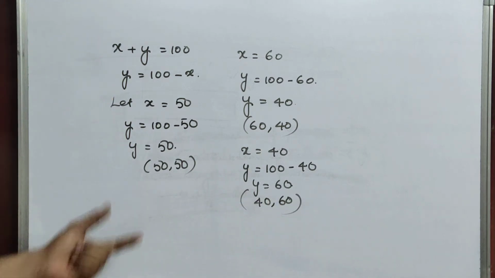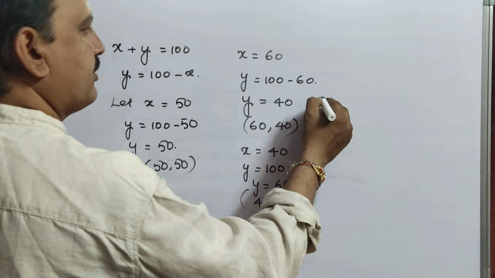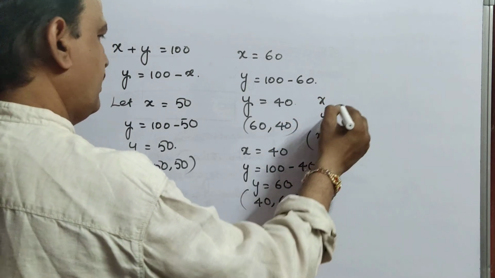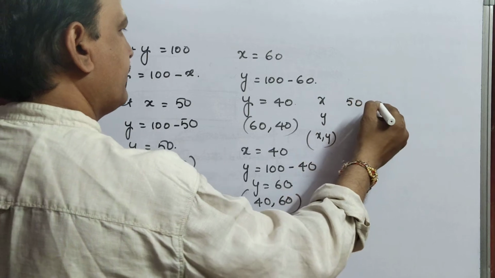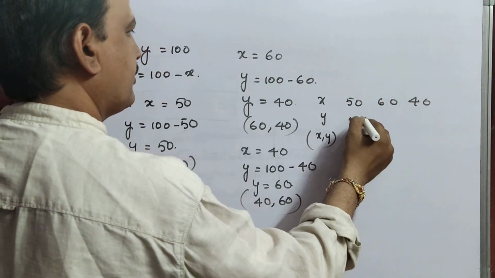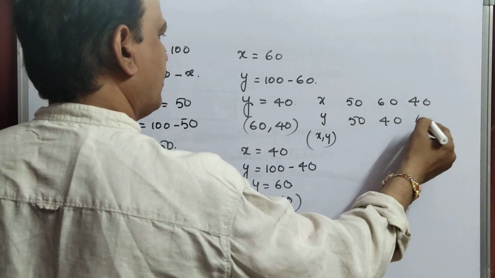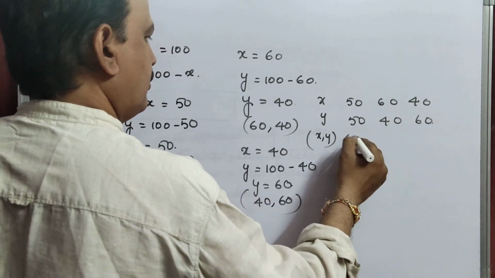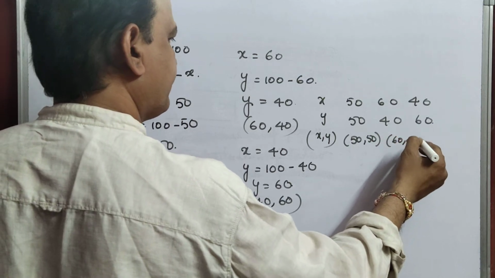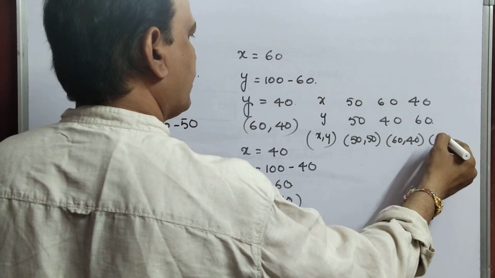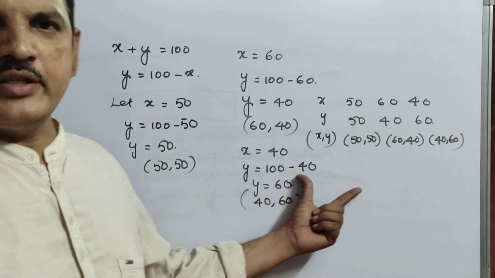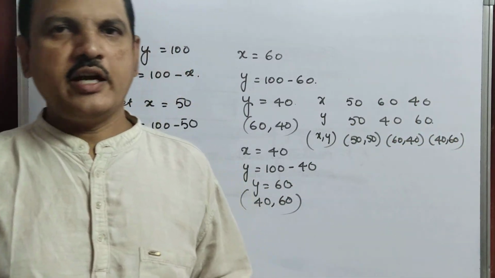Now, you have to frame again a tabular form: x, y, x comma y. That is 50 here, 60 you have taken, and here 40. So here you got 50, here you got 40, here you got 60. So 50 comma 50, 60 comma 40, and 40 comma 60. Like that you have to frame a table and draw the graph for that.